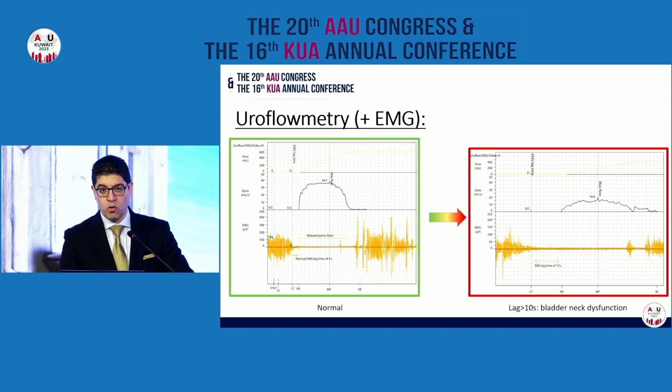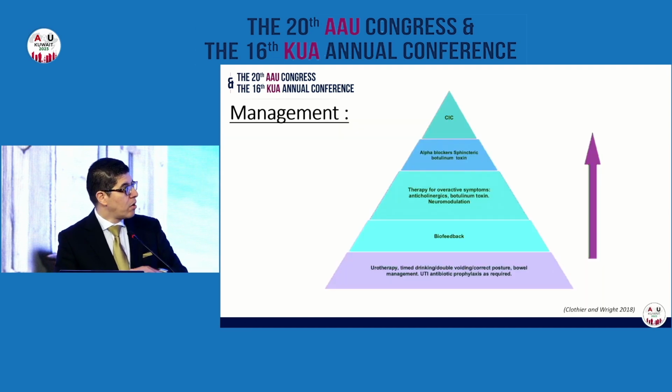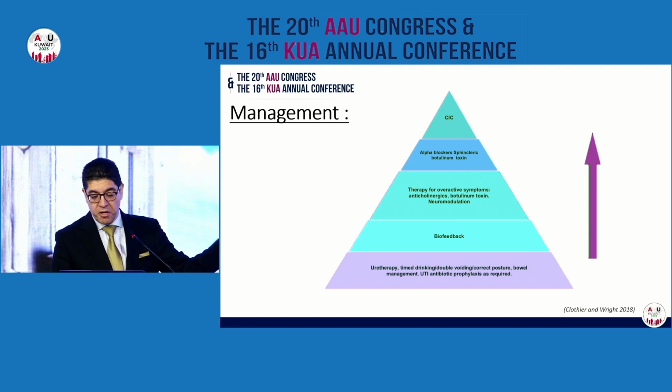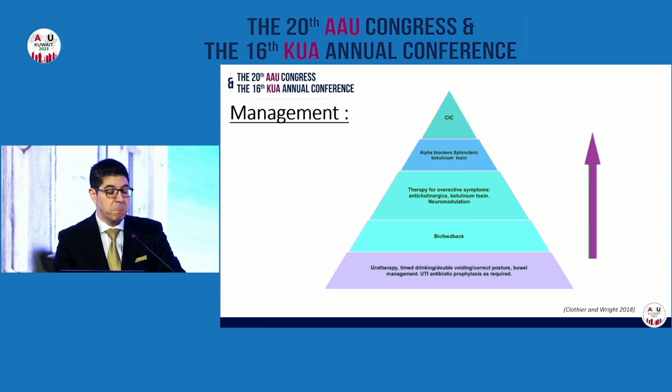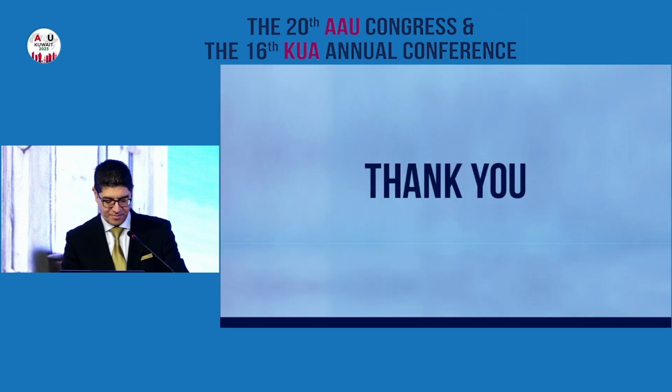And the management plan, of course, can go from just simple urotherapy, timed drinking and voiding, biofeedback, medical treatment like anticholinergics or alpha blockers if we have a problem with the bladder neck, up to CIC. And that's all. This is the whole lecture. Thanks.